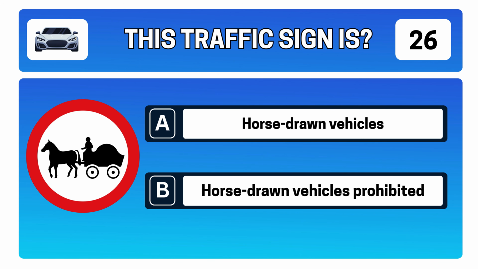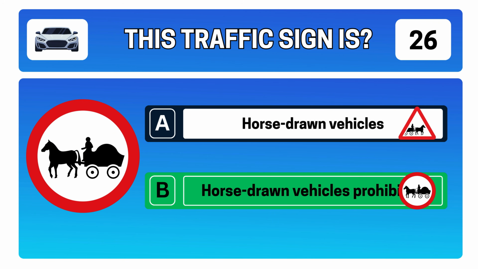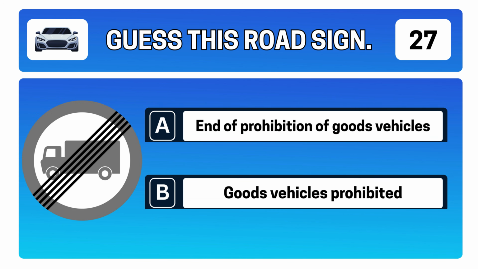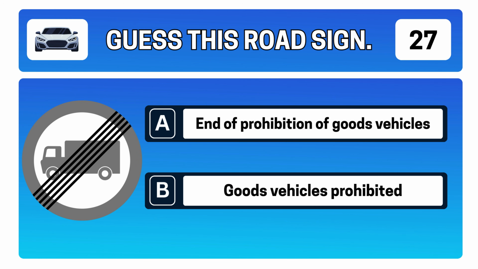This traffic sign is A. Horse-drawn vehicles. B. Horse-drawn vehicles prohibited. Nicely done. This is the horse-drawn vehicles prohibited sign. Guess this road sign. A. End of prohibition of goods vehicles. B. Goods vehicles prohibited.